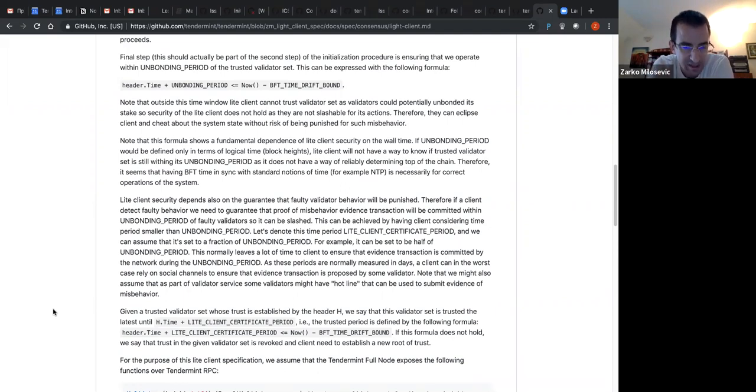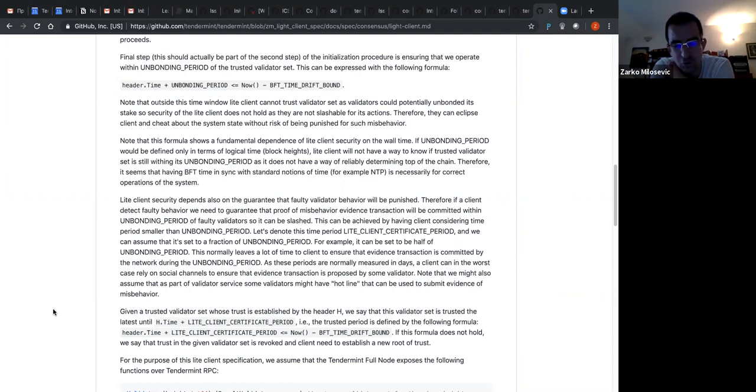You'll not be able to submit and execute this proof of misbehavior or evidence transaction at the main chain. And this is something which is kind of tricky, because we are essentially introducing some kind of synchronous assumption in the system. We more or less assume here that if, during the light client certificate period, the client is able to detect some misbehavior, for example a fork or equivocation, then it will have enough time to submit this through the network, and the network will execute it before the unbonding period is over.